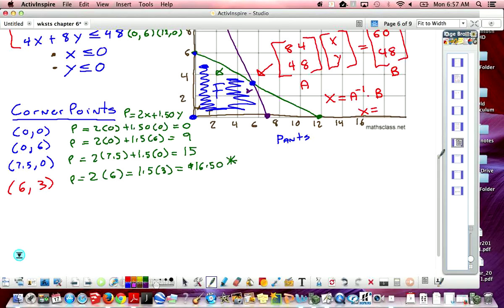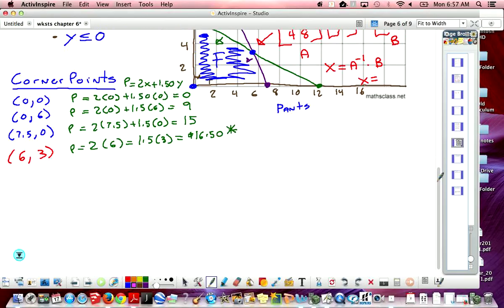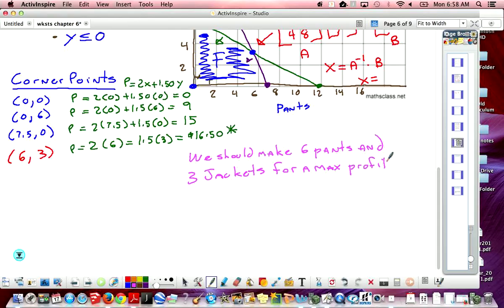So of course, the last and certainly not least thing we need to do is answer the question in a sentence. So we should make 6 pants and 3 jackets for a max profit of $16.50. All right, so that takes care of the front side.